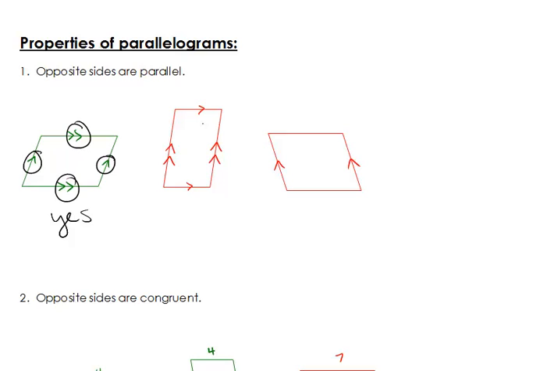The second example, the top and the bottom have a single arrow, so those must be parallel. The left and the right match with the double arrow, so again, that shape matches the property of opposite sides being parallel. This last one, the left and the right, the single arrows match. But the top and the bottom, notice nothing's there. So you can't tell for certain whether this is a parallelogram because you need both pairs of opposite sides to be parallel. This one just doesn't really have enough information, so go ahead and put no.